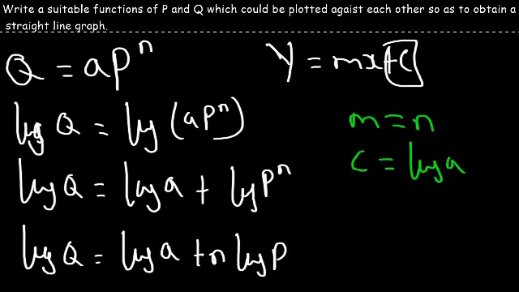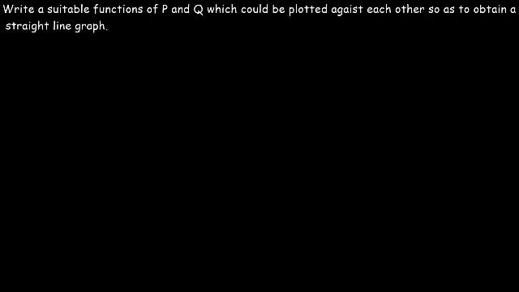Let's consider more. Now, what about this one? Q equals A B raised to the power of P. Pause the video and try to write a suitable function for this equation such that we will be able to plot it, and when we plot it, it will result in a straight line graph, because as it is, it won't give us a straight line graph.